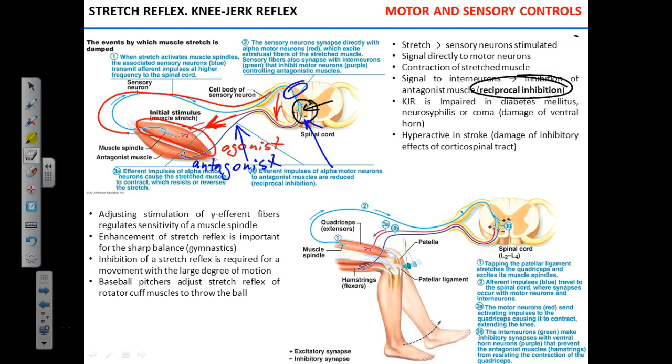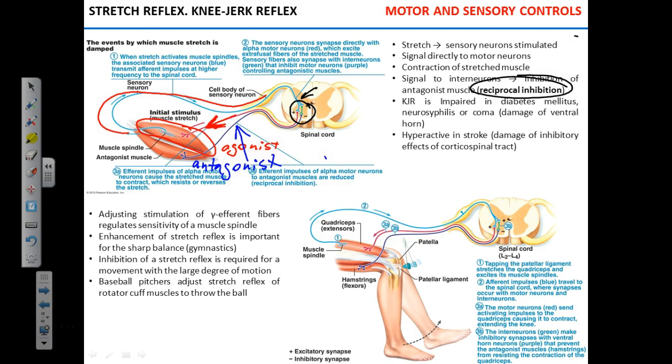Let me show. So blue is the sensory neuron. You see that synapses are in the ventral horn. All synapses are in the ventral horn. Whether it's the contraction and motor output and contraction of the agonist muscle, or motor output to and relaxation of antagonist muscle, both of them go through the ventral horn.